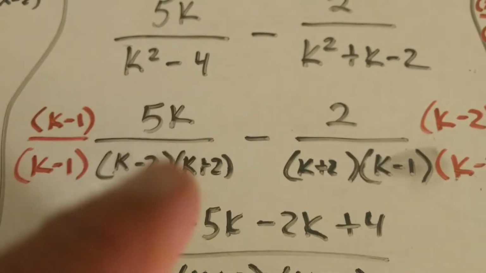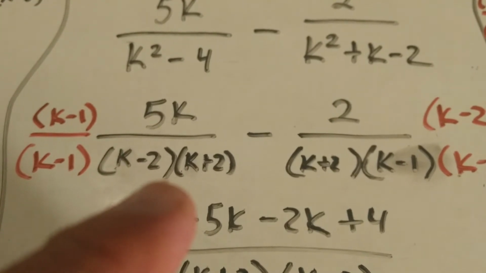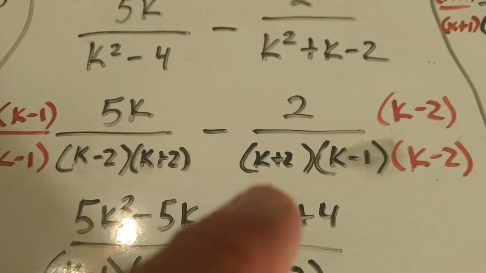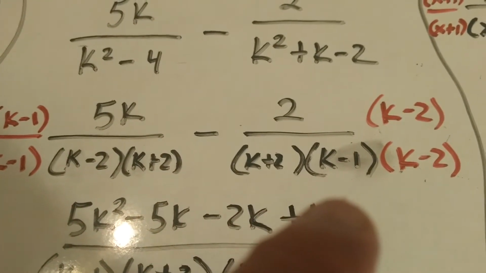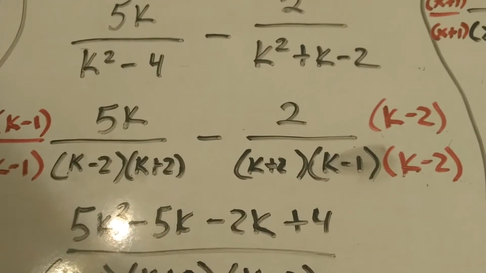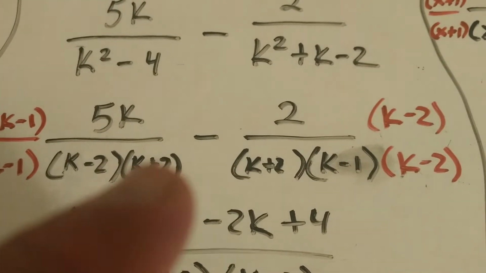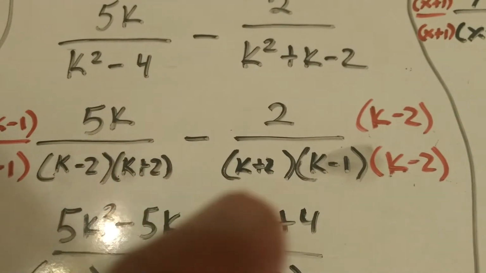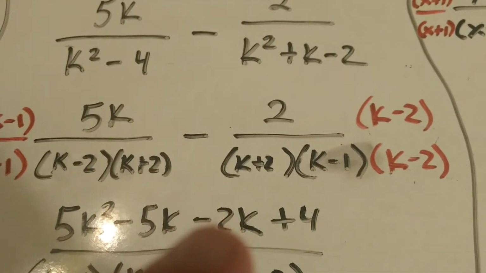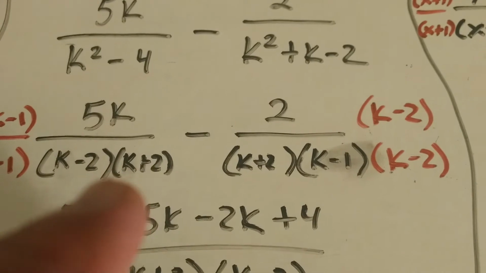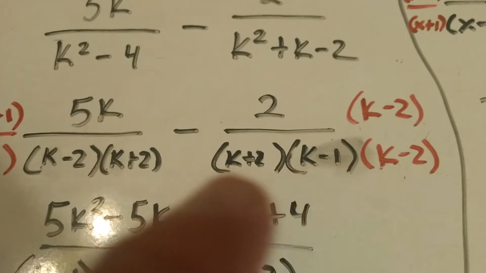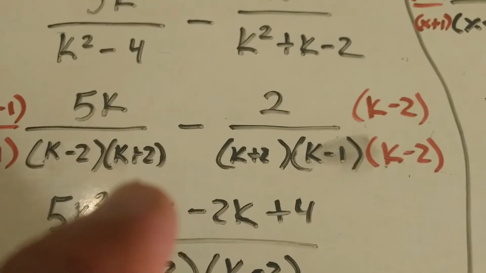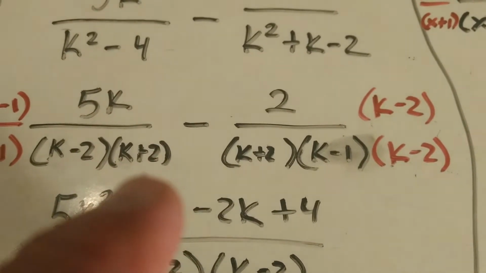So this is a difference of squares, so this factors into k minus 2 times k plus 2. This is a trinomial, factors into k plus 2 times k minus 1. Least common denominator is k minus 2 times k plus 2 times k minus 1. We don't write k plus 2 twice. If a factor is in different terms, we take the highest power of that factor in a single term.